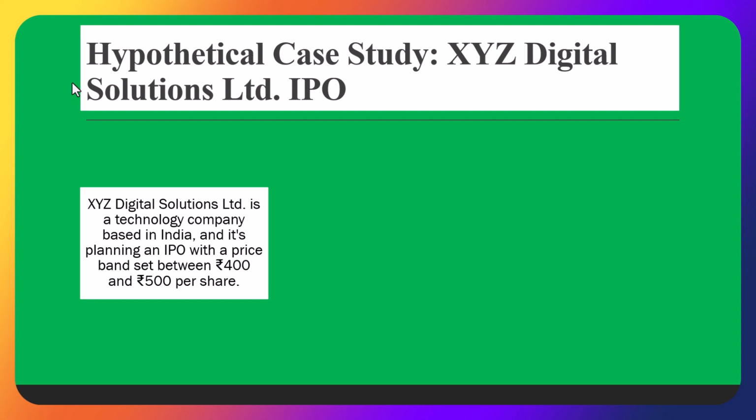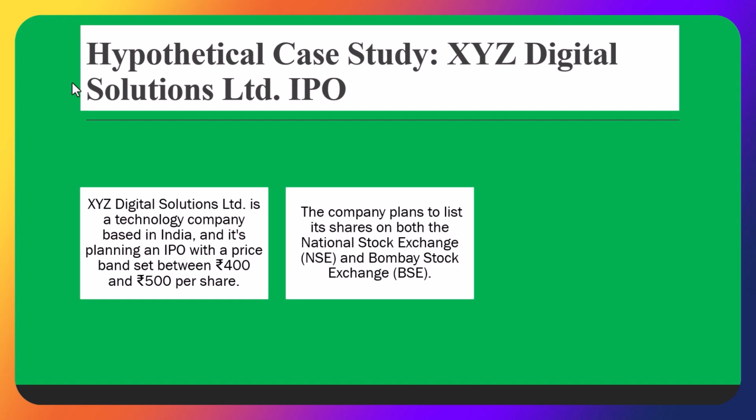Okay, and second, the company plans to list its shares on both the National Stock Exchange and Bombay Stock Exchange. Okay, now in this case, Adi, what I had observed is that the upper band should be 20% more than the lower band, but it is just crossing it. Okay, so that's a correction we need to make. Okay, fine, it should be 480, not 500.